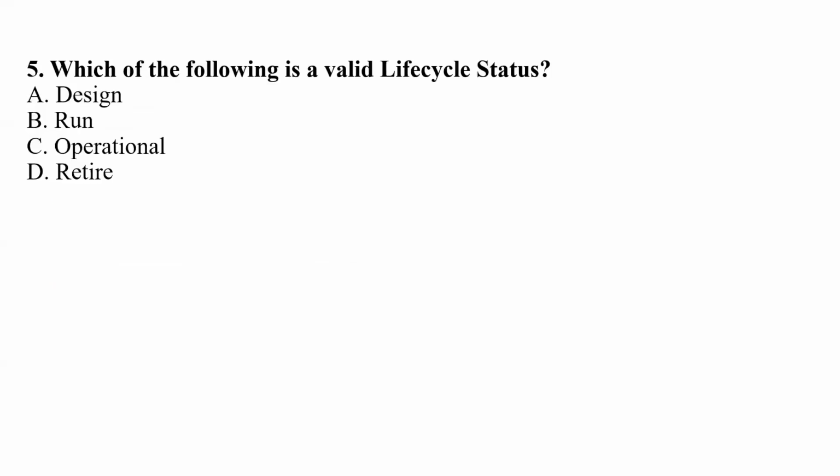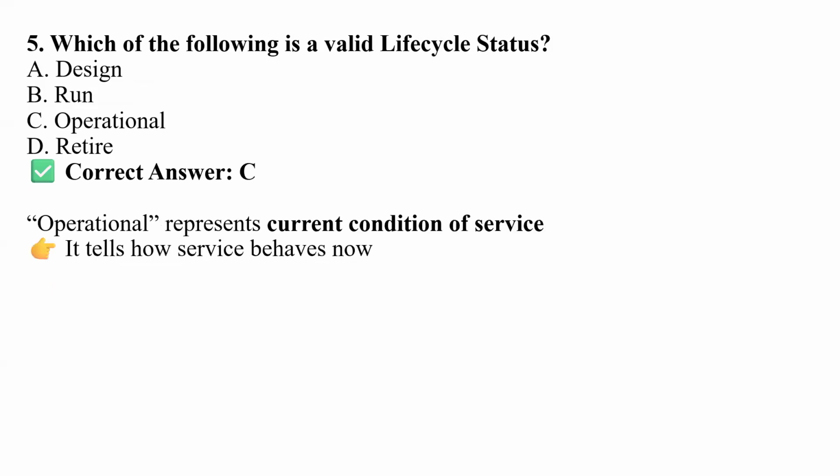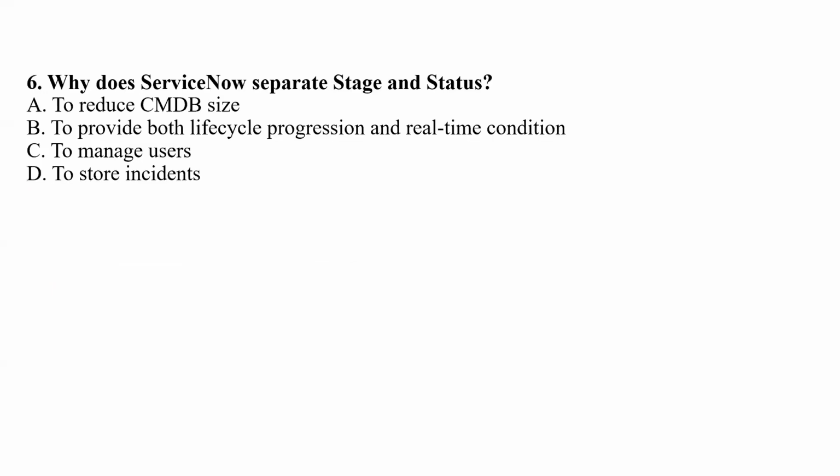Next one. Which of the following is a valid lifecycle status? Option A, design. Option B, run. Option C, operational. Option D, retire. The correct answer is option C, operational. Operational means it's the current condition of a service. Operational means it's running. So it tells how the service behaves now. It's running now, nothing but that.